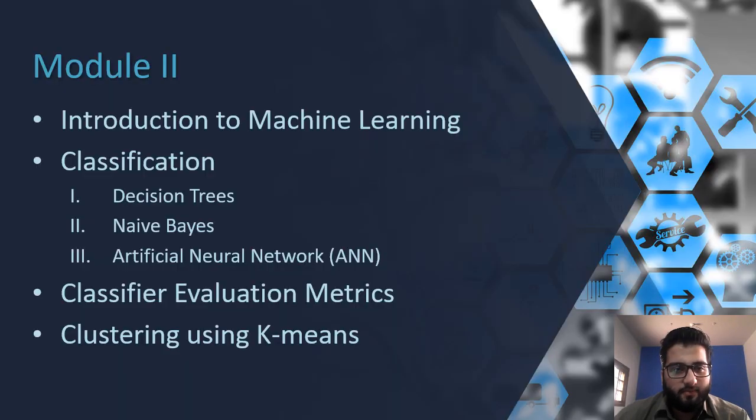Throughout Module 2, we were introduced to machine learning, through which we learned about certain classification techniques such as decision trees, naive Bayes, artificial neural networks, followed by certain metrics that would evaluate the classifier's performance. Then finally, we learned about clustering using k-means algorithm.